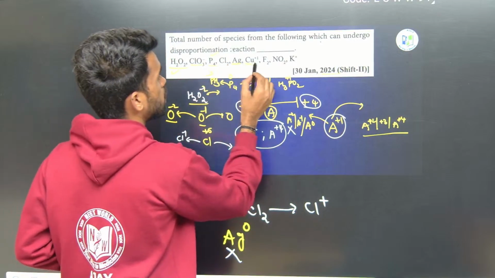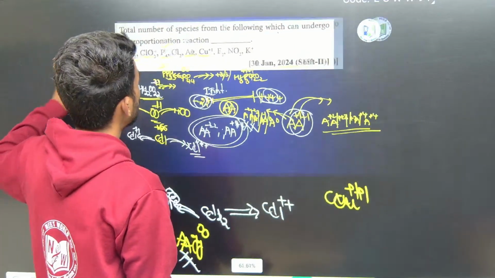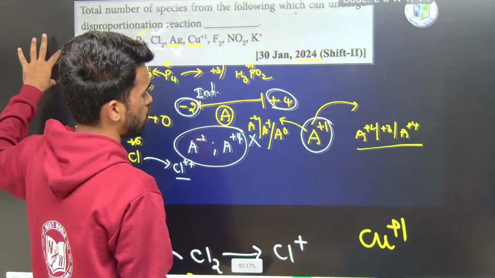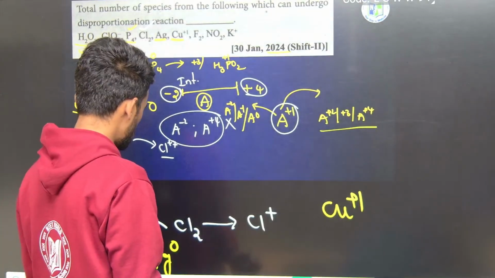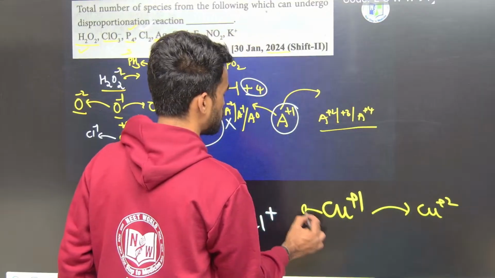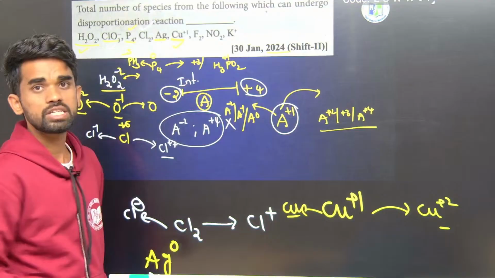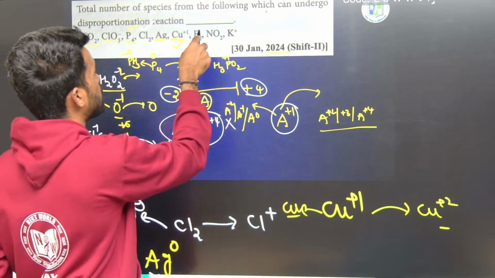And here copper is in the +1 oxidation state, Cu +1. Copper has a maximum oxidation state of +2. So by losing 1 electron it becomes Cu +2, and by gaining 1 electron it becomes a Cu atom. So Cu +1 can show a disproportionation reaction.